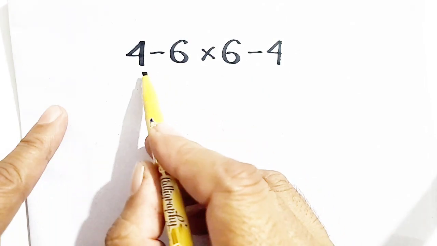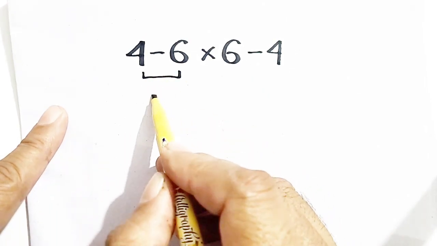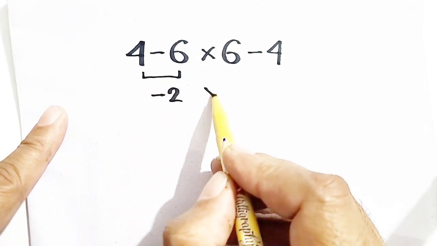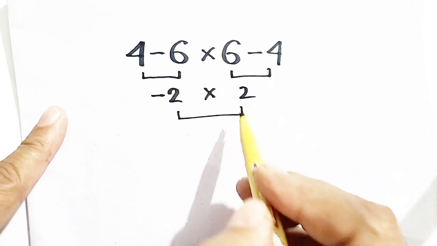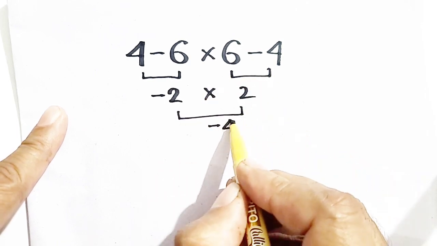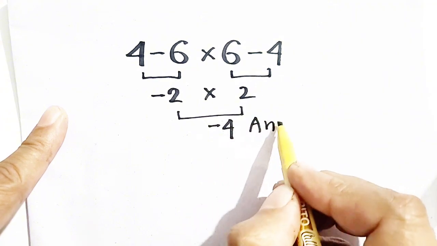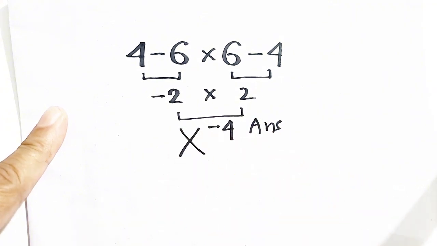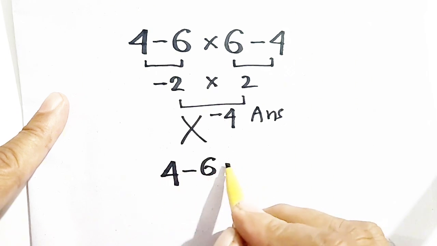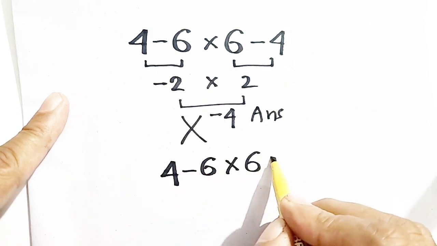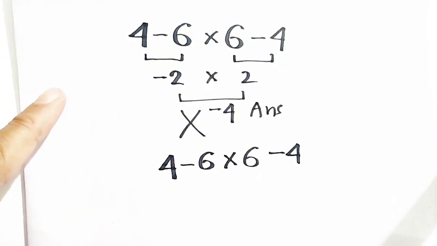Look at the question. 4 minus 6 is minus 2, times 6 minus 4 is 2. Minus 2 times 2 will be equal to minus 4, which is the answer, which is wrong. Now, the question is 4 minus 6 times 6 minus 4.